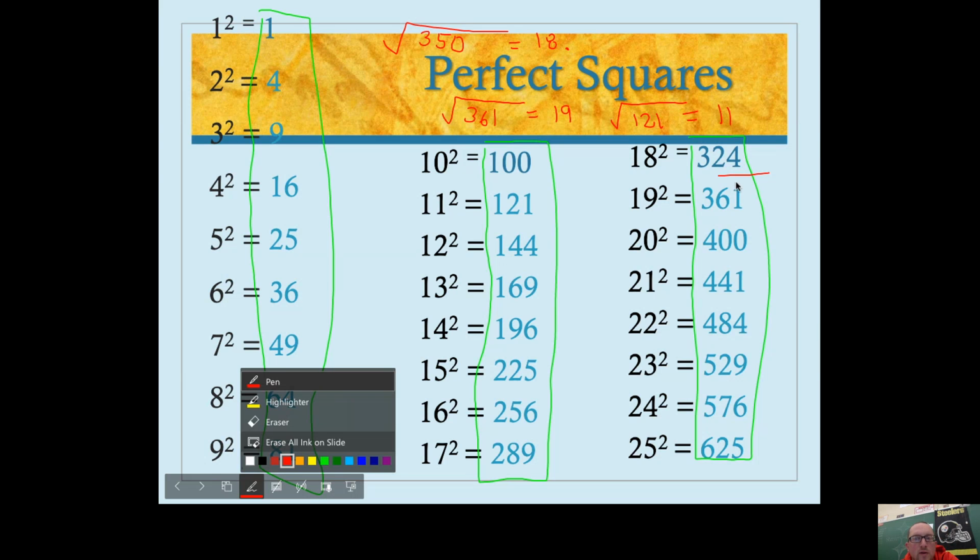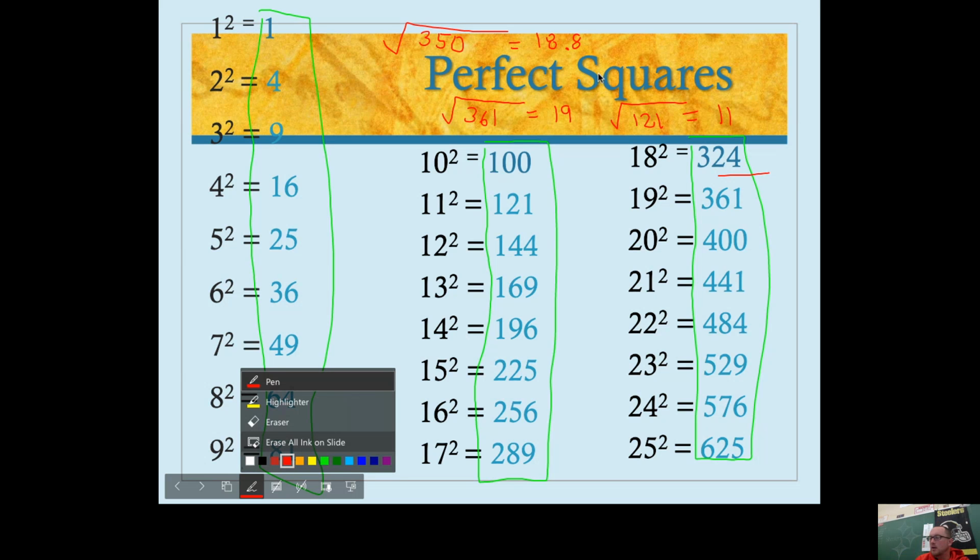And I can go even a little bit further. 350 is definitely closer to 361 than it is to 324. So I know the answer is going to be bigger than 18.5. So I might take a guess and I might say 18.8. I'm just guessing.